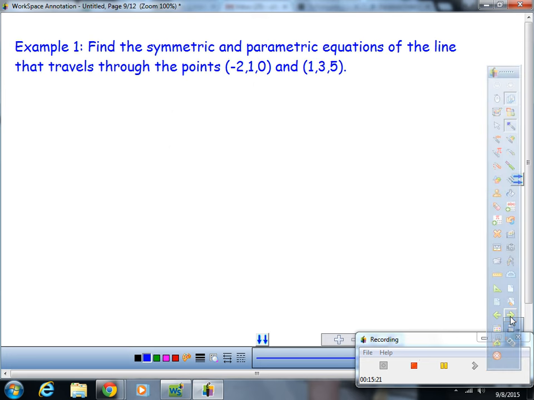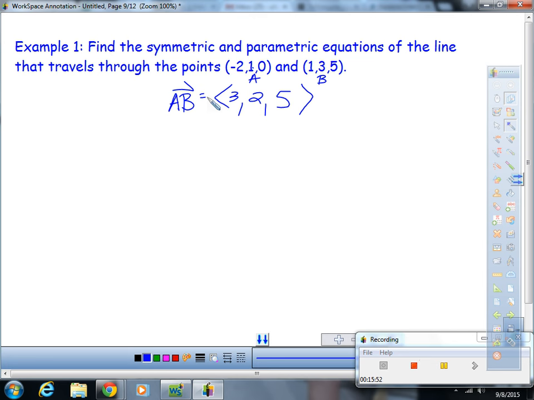Okay? Alright, so find the symmetric and parametric equations of a line that travels through the points -2. Well, we know we have more points than we need, but we don't have a vector that's parallel to it. So let's turn these points into vector AB. Okay, 1 minus -2 is 3. 3 minus 1 is 2. 5 minus 0 is 5. And we know that this vector AB is parallel to the line we are trying to find the equations for.